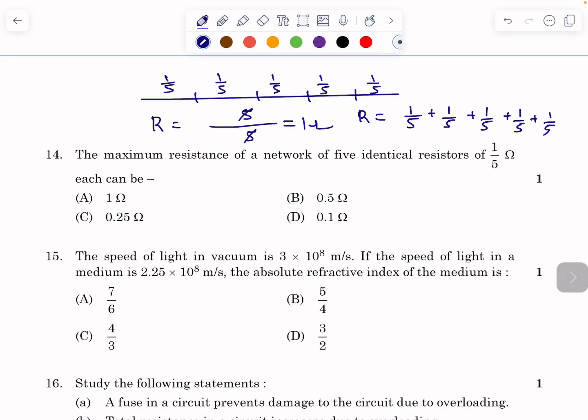When you connect them in series. This is a series combination, so you have to add all these values: 1 by 5 plus 1 by 5 plus 1 by 5 plus 1 by 5 plus 1 by 5. So you will get 5 by 5, which is equal to 1 ohm.